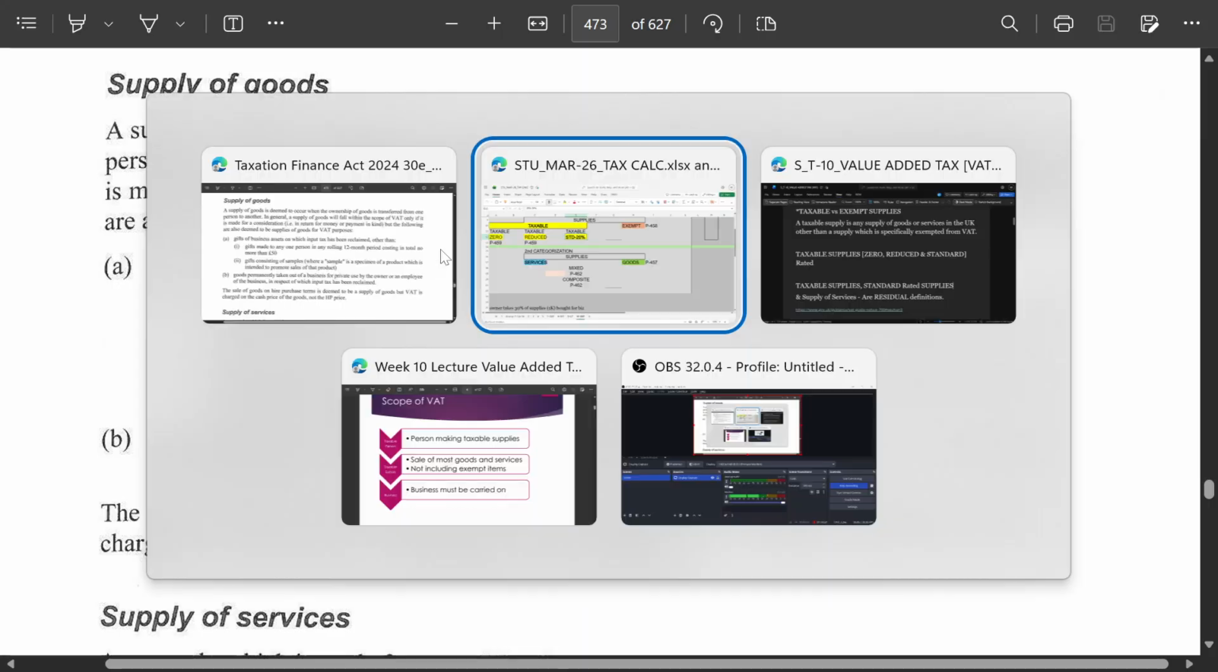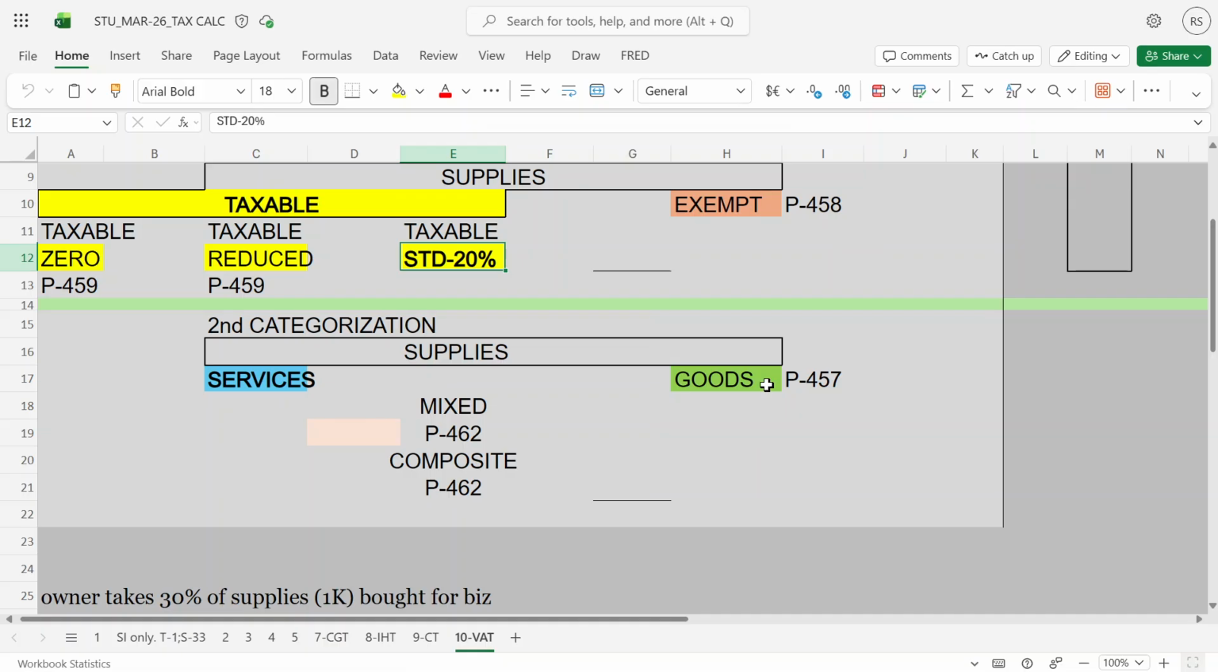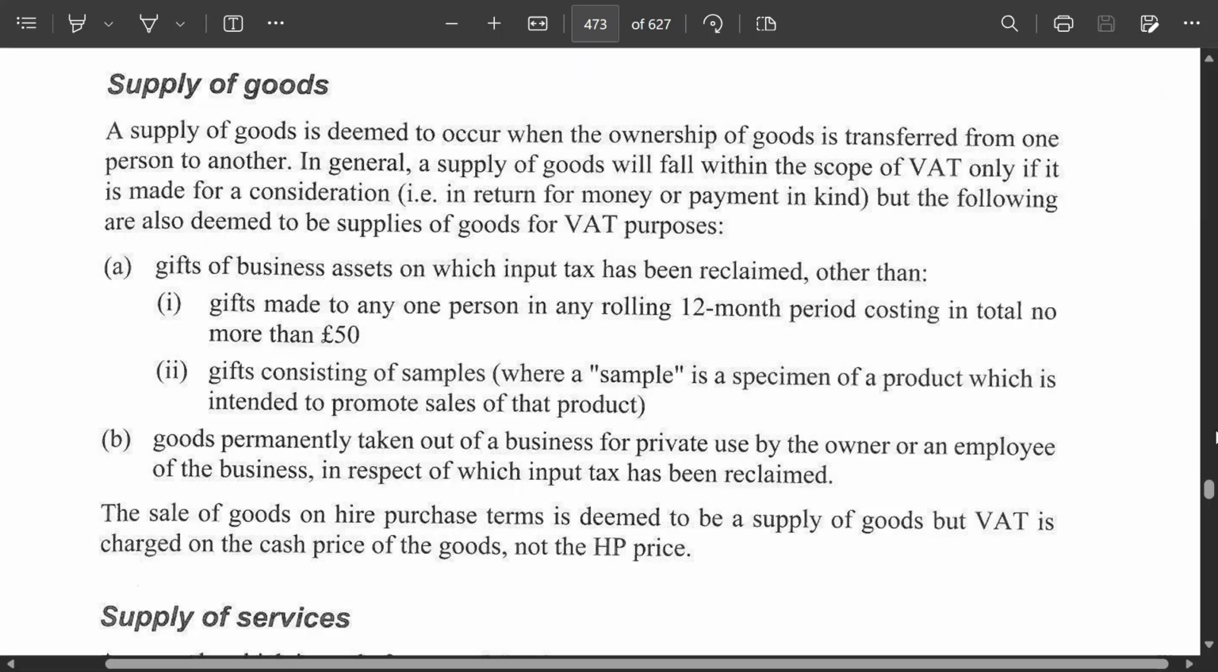Now we are talking about supply of goods and services. So there's a second categorization, which is goods versus services. Now supply of services is also a residual definition. You see there is no list of services or supply of goods. There's no definition of supply of goods, but there is of supply of services. Any supply which is not a supply of goods is a supply of services. That's how they've defined it. So on page 457, you can see supply of goods.